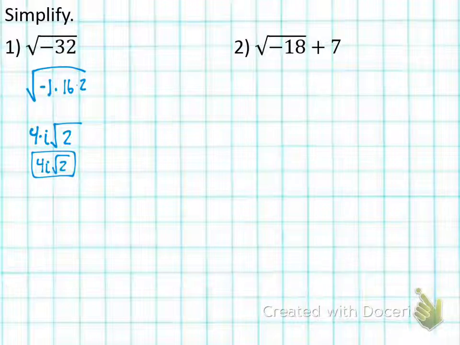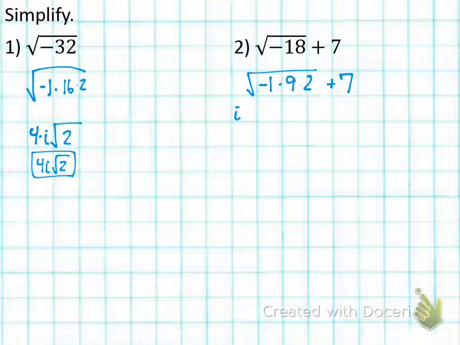Rad negative 18 plus 7. You just work on the imaginary part first, so we know rad negative 18 is going to be negative 1 times 9 times 2 plus 7. I'm doing that with you. You don't have to. You could realize it's negative and just go to i. Okay? I just do that so you all see that. What's the square root of a negative 1? i. What's the square root of a negative sign? i. It's the same thing. Okay? So square root of negative 1 is i.